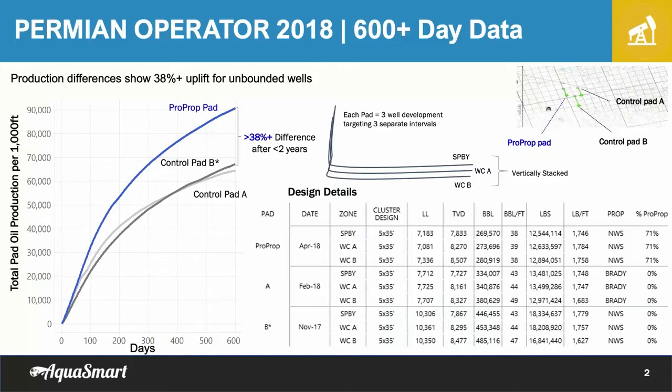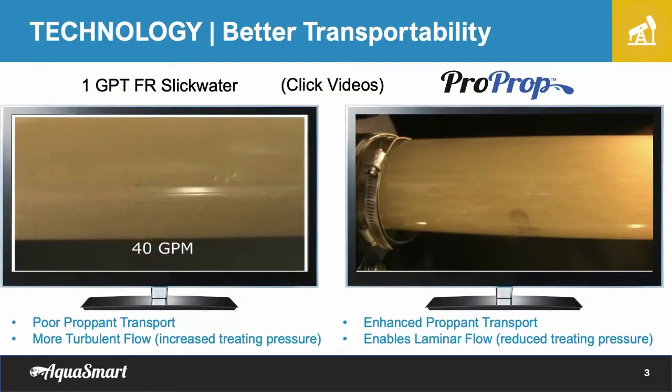But really at day 100, the ProProp pad really started to shine. This culminated with 600 plus day data showing that our pad performed significantly better with very similar designs. In addition to the oil uplift, we also saw strong uplift in gas production, demonstrating that ProProp was in fact mobilizing more hydrocarbons. So what facilitates those results?